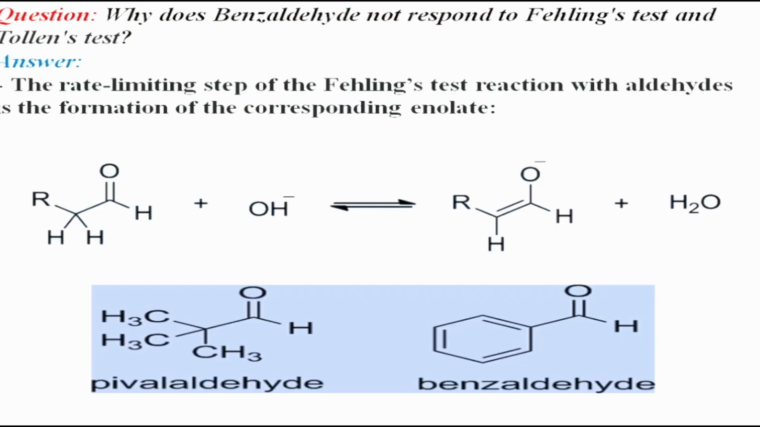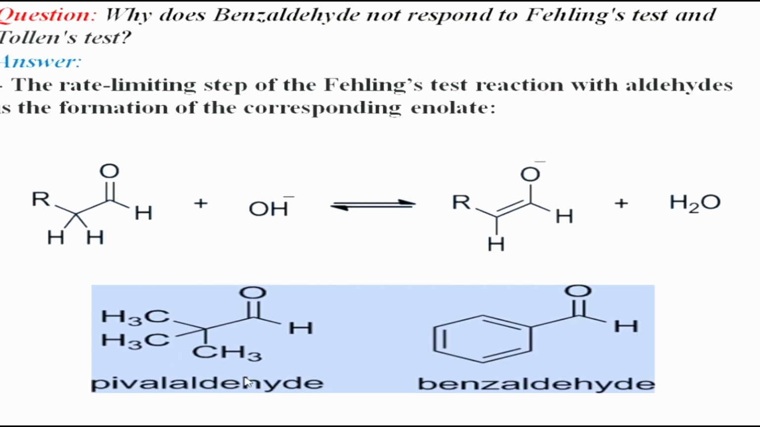Now, there is one limitation of this reaction, the Fehling test or the Tollens test: benzaldehyde will not undergo the Fehling test or Tollens test. What is the reason? The rate-limiting step in these reactions, if you see the Fehling test reaction with aldehyde, is the formation of the corresponding enolate. So in this reaction we need an aldehyde with alpha hydrogen.